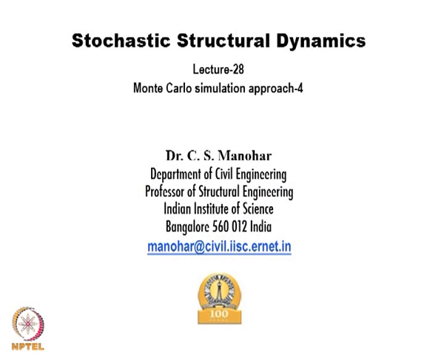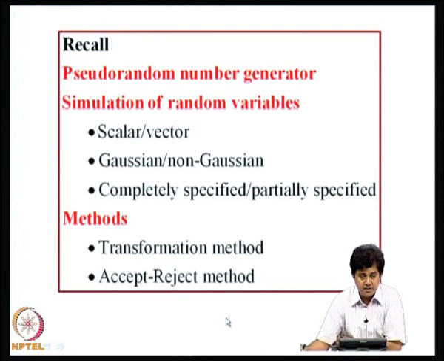In the previous lecture, we discussed methods for simulating samples of random variables on a computer. So, we talked about pseudo random number generators, that means deterministic algorithms which would help you to simulate random numbers which are distributed uniformly in 0 to 1, and subsequently based on methods of transformation or accept reject methods, we are able to simulate samples of scalar or vector random variables, Gaussian or non-Gaussian random variables, and we also discussed what happens if random variables are completely specified and what happens if they are partially specified. So, this is what we discussed in the previous lecture.